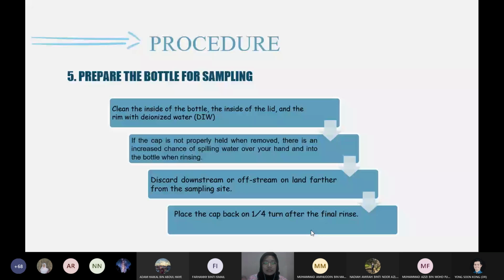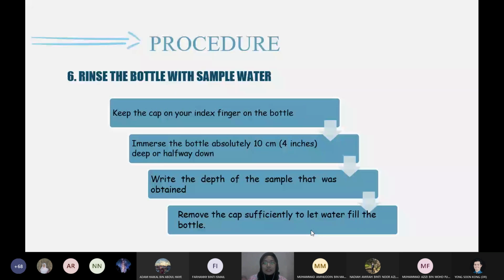So before we collect the samples, we need to rinse the bottle with the sample water first for at least 3 times and then continue to collect the samples. In order to collect the samples, keep the cap with your index finger on the bottle, then immerse the bottle about 10 centimeter deep. Don't forget to record the depth of the sample that was obtained. Lastly, remove the cap sufficiently to let the water fill the bottle. Next slide.